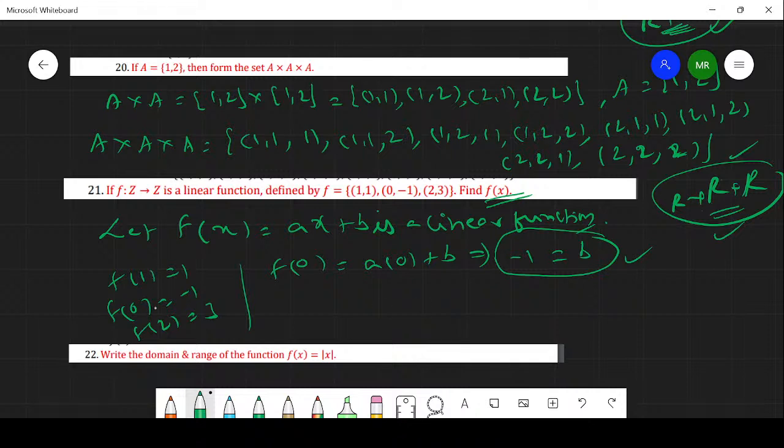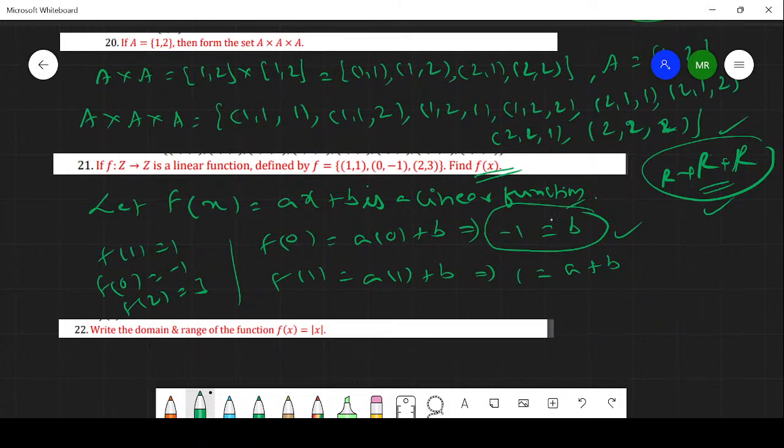If we use either the first one or the third one, f of 2 is equal to 3 or f of 1 is equal to 1. If we take f of 1, a into 1 plus b. What is f of 1? f of 1 is 1. So 1 is equal to a plus b. But we know here b is -1. From this I can write a is equal to 1 minus b. It will be 1 plus 1, 2.